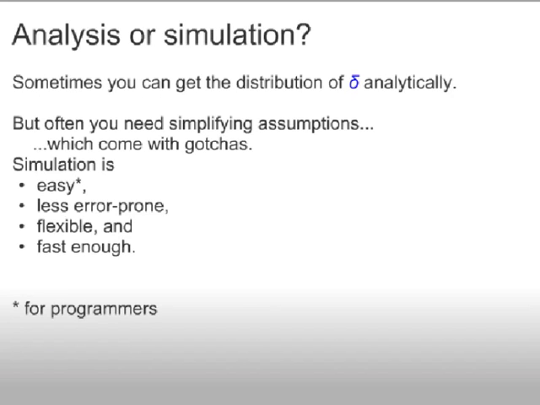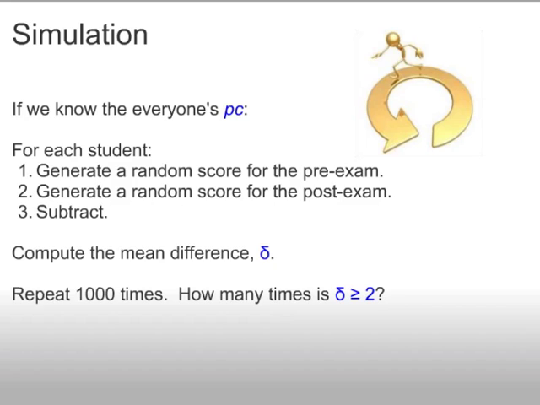Here's what the simulation is going to look like. For each student, let's assume for a second that we know what the value of PC is. So we're just going to generate a random score for the first exam, generate another random score for the second exam, compute the difference for each student, that's the capital D, and then take the average of those differences, and that's the delta. And let's say that I do that 1,000 times, then I can just count how many times I see a simulated value of delta that's greater than or equal to 2.